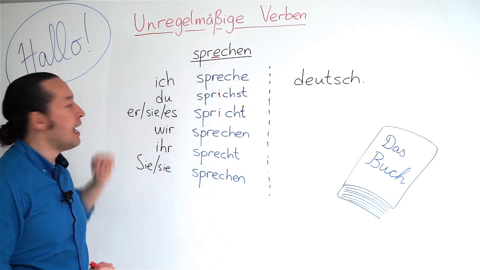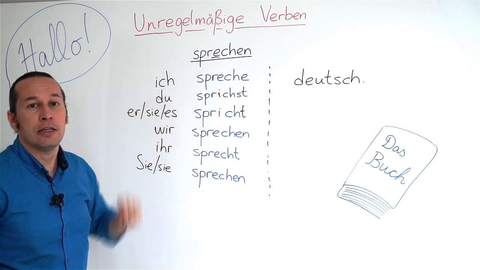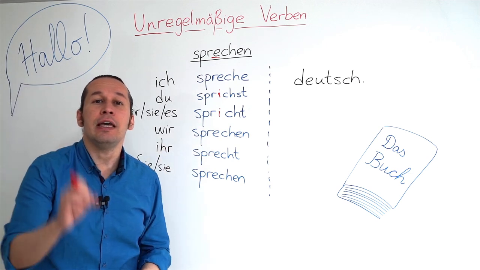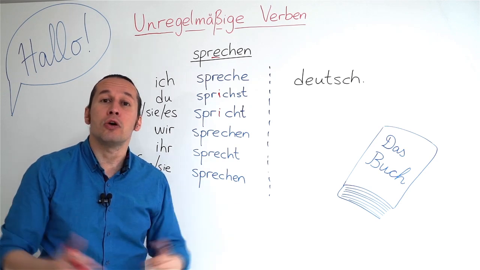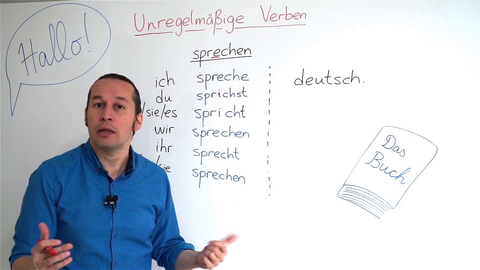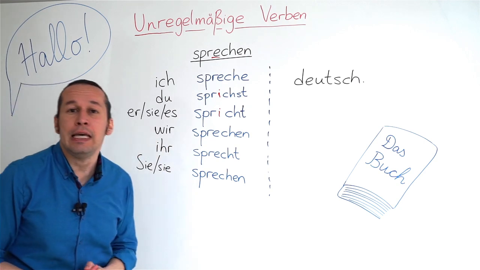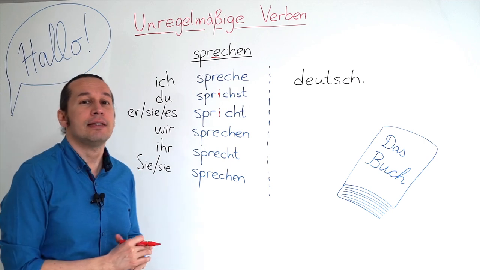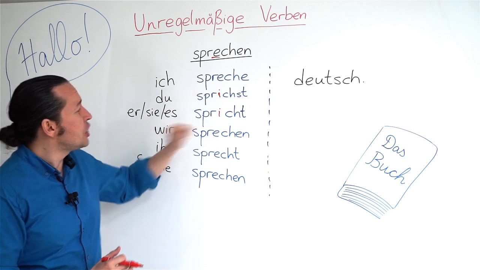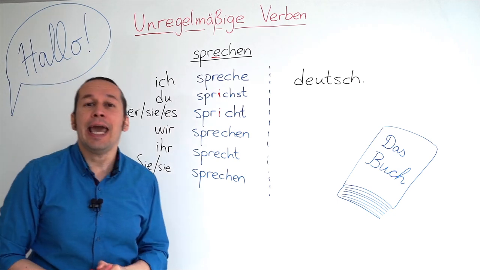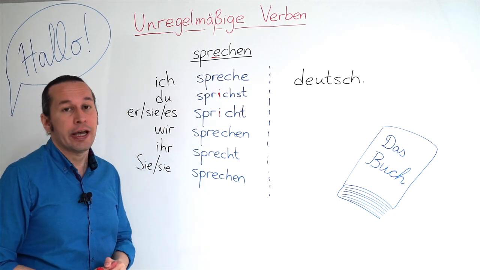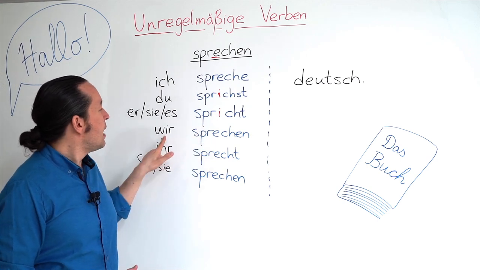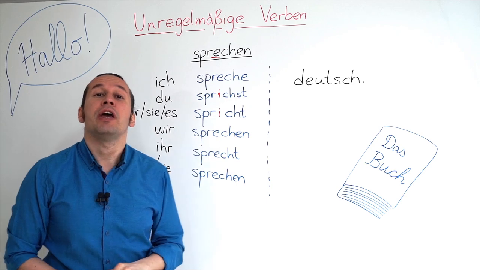What happens for er, sie, es? Same as in the du form, I will say er spricht Deutsch. He is speaking German, but also he speaks German as well. So what do I say for sie? Same, this will be sie spricht Deutsch. For es: es spricht Deutsch.